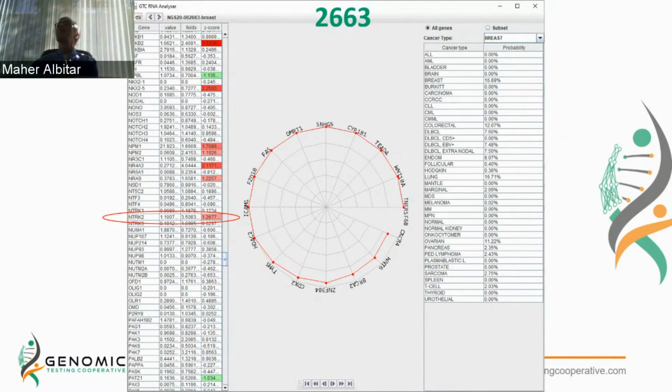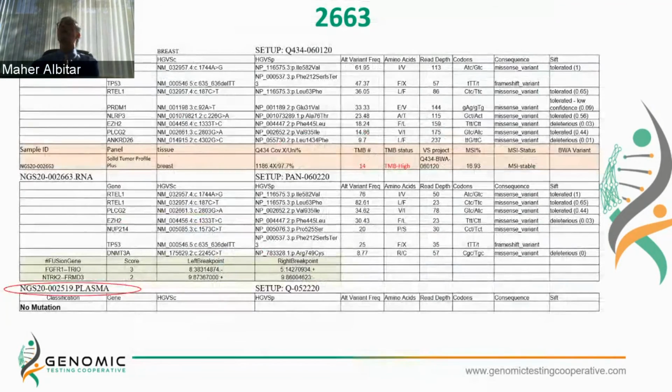Next slide. And when we look at fusions, definitely the patient has Interleukin-2 fusions as well as another fusion involving FGFR1. The patient has very high TMB, and these are the mutations. So this is one of the rare cases of Interleukin-2 fusion and overexpression.